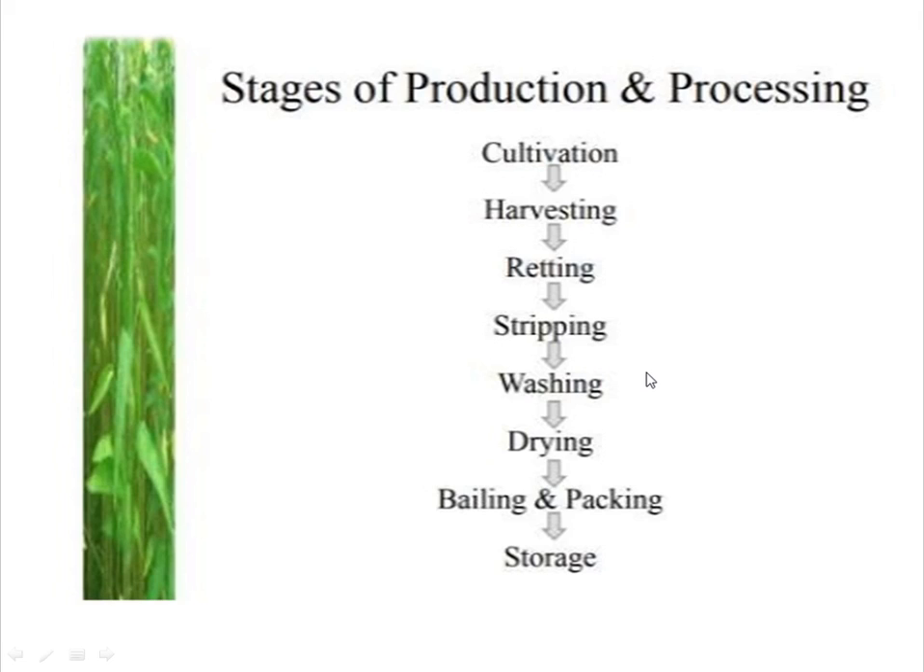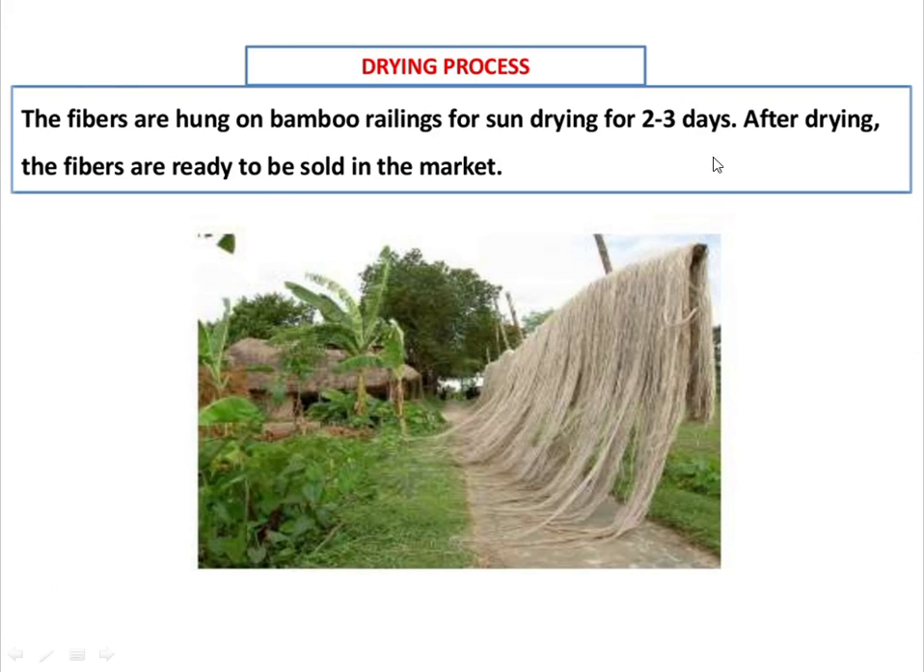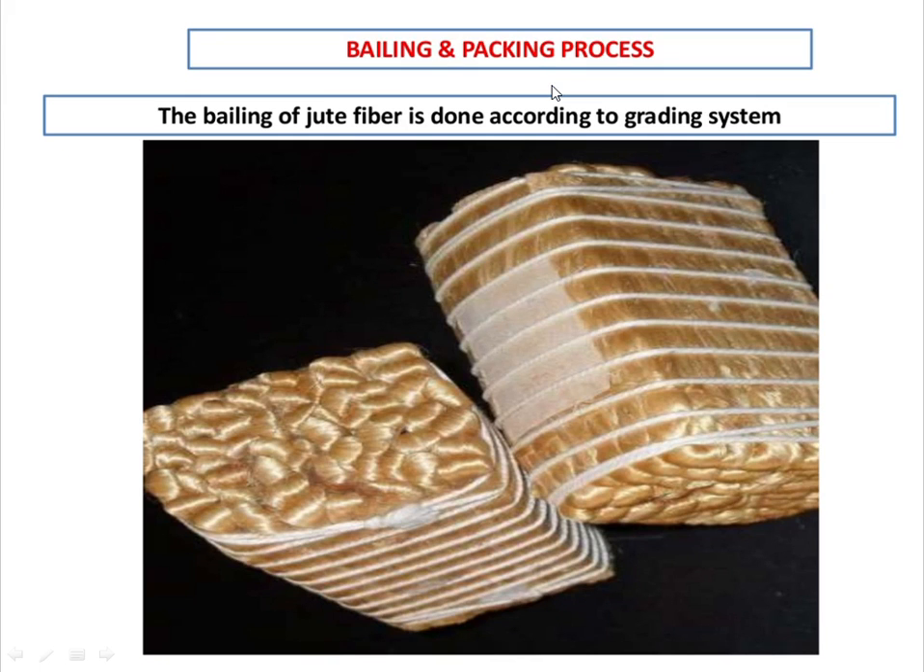After the stripping process, the fibers are separated and washed with water. Then after washing, they are dried in sunlight for about 2 to 3 days. See here, they are dried by hanging on a bamboo railing, and this drying continues for about 2 to 3 days. Next is baling and packaging, which is done according to the grading system.